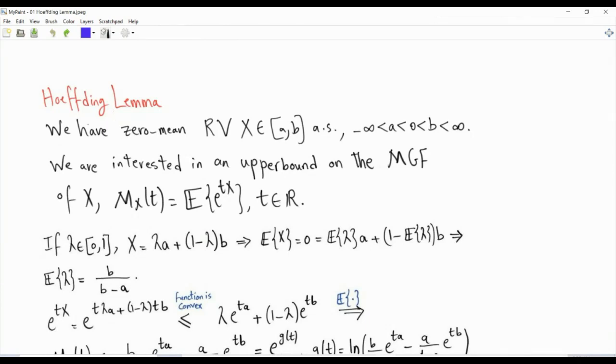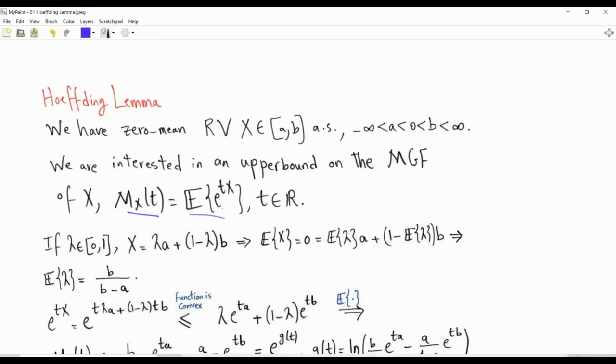And so those are basically random variables that are zero mean, that are almost surely in the range from a to b, where a is a negative number and b is a positive number. Okay, so we want to upper bound the moment generating function, which is given by this expectation with t belongs to R. Remember that the moment generating function is finite for typically a subset of R. Okay, it can be finite for all R, but it can be finite just when t is equal to 0.